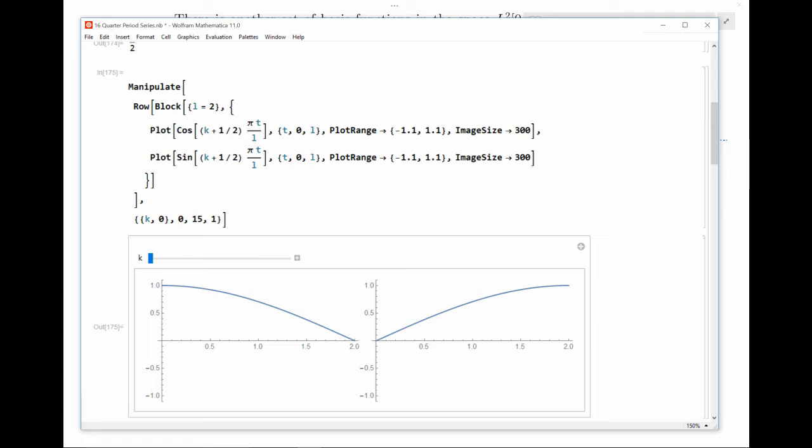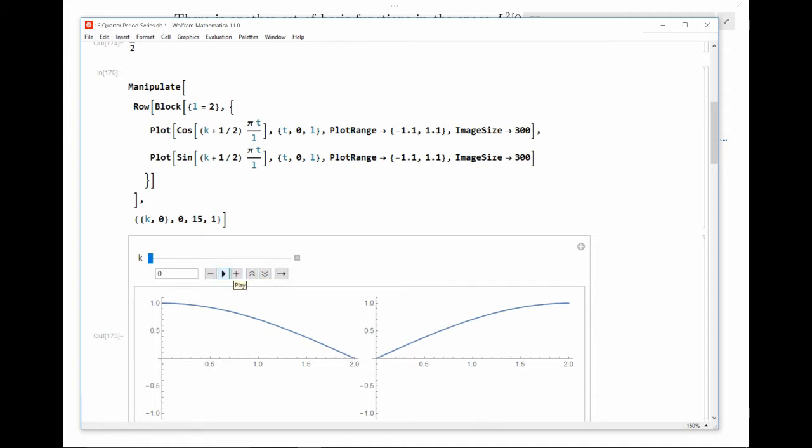So here I have graphs of the functions. The first is the graph of the cosine, the second is the graph of sine. And I'm going to increase k and see what happens. So here I have just 1/4 of a period of each function.